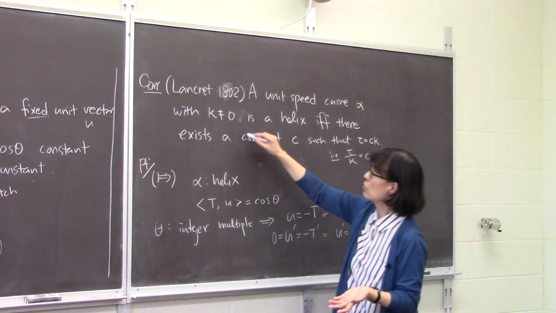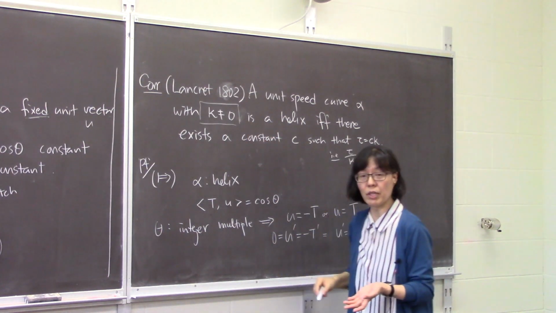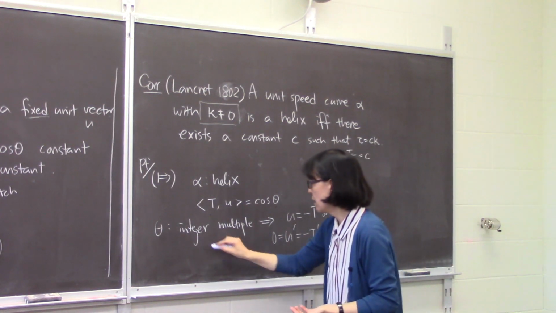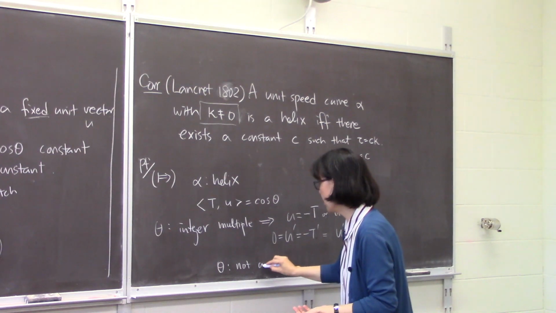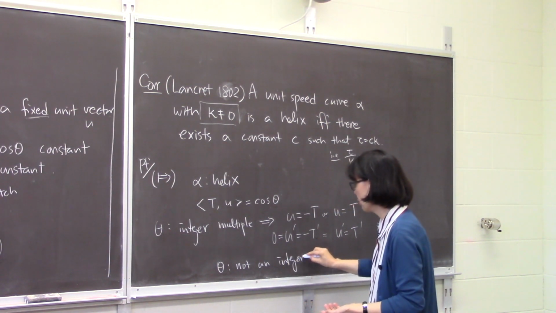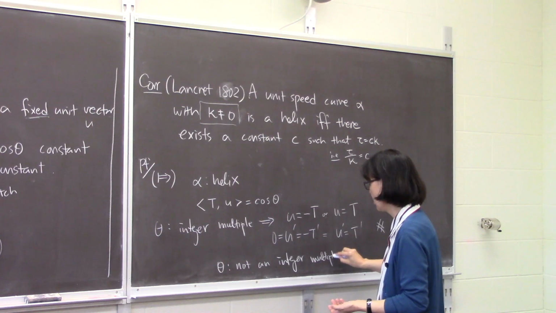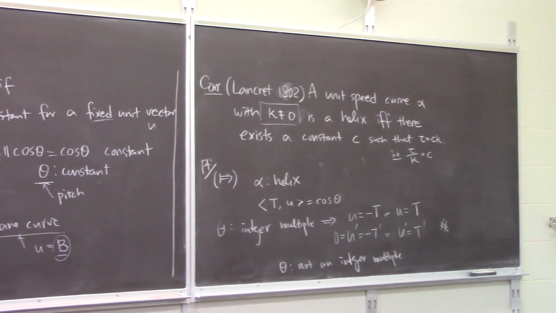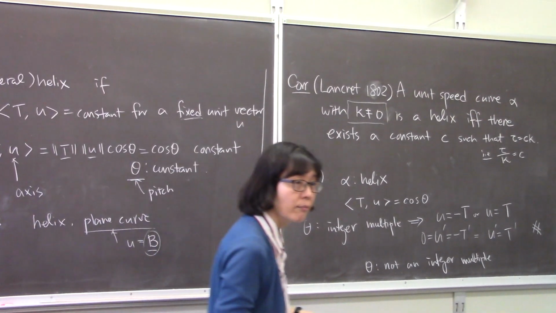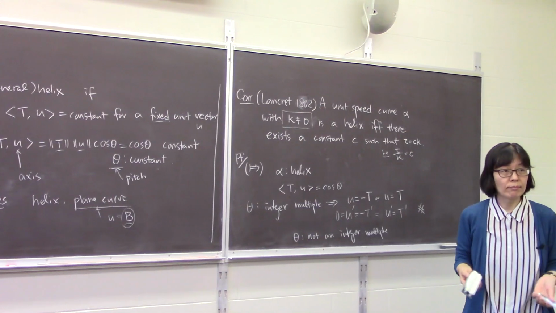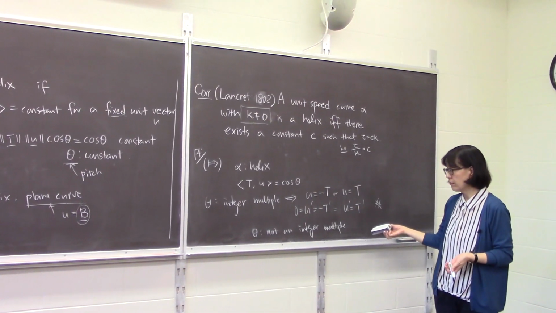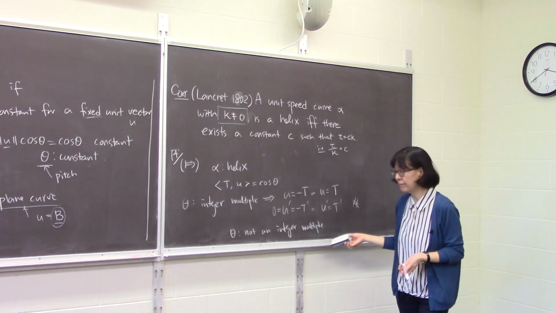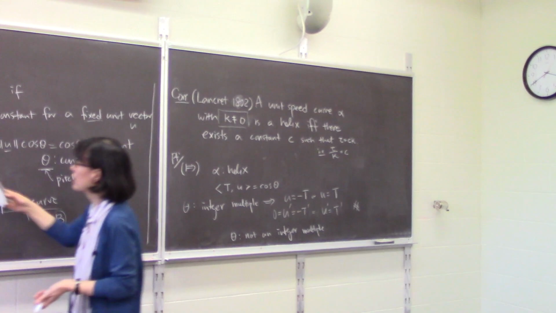Actually, we assume that we have non-zero curvature. So it's not going to be a case we consider. So theta is not an integer multiple, so we need that factor. By integer multiple, you always mean integer multiple of pi. By saying that it's an integer multiple, it's always an integer multiple of pi. Okay.